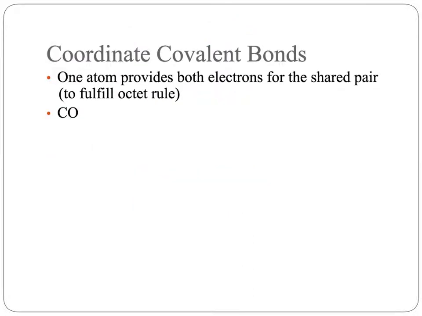Your book doesn't mention it, but there's another type of covalent bond called a coordinate covalent bond, where one atom will provide both electrons for the shared pair in order to fulfill the octet rule. And carbon monoxide is an example of that. If you think about it, we've got our carbon, and it has our 4 valence electrons here, and oxygen, which has 6 valence electrons. We can see how these 2 would very easily form a bond, and these 2 could form a bond.